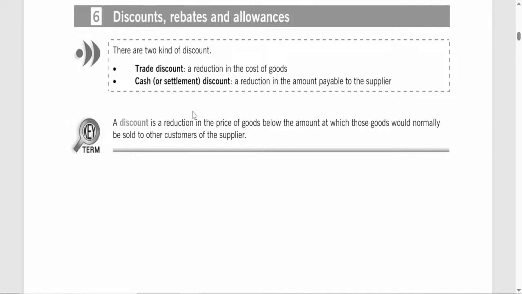Key takeaway. Trade and cash discounts serve different purposes and are applied differently. Trade discounts are incentives based on the size or type of the order or customer loyalty and are permanent price reductions. Cash discounts, on the other hand, are rewards for prompt payment and are only available temporarily.